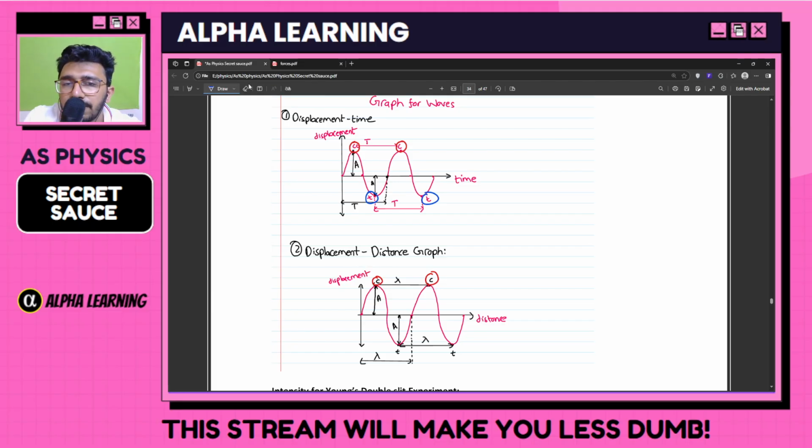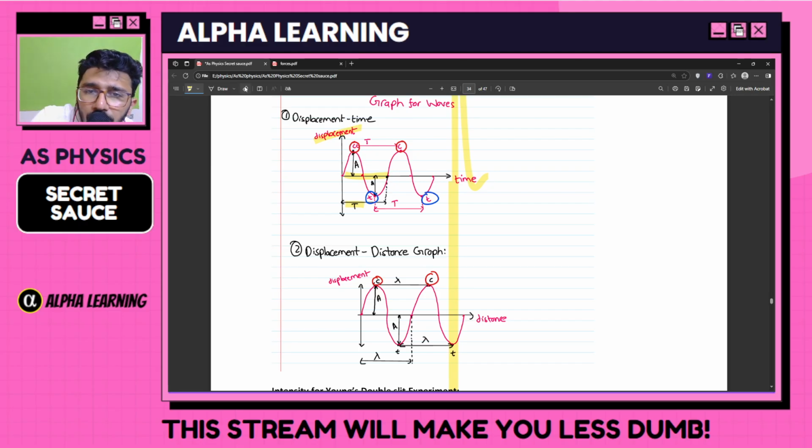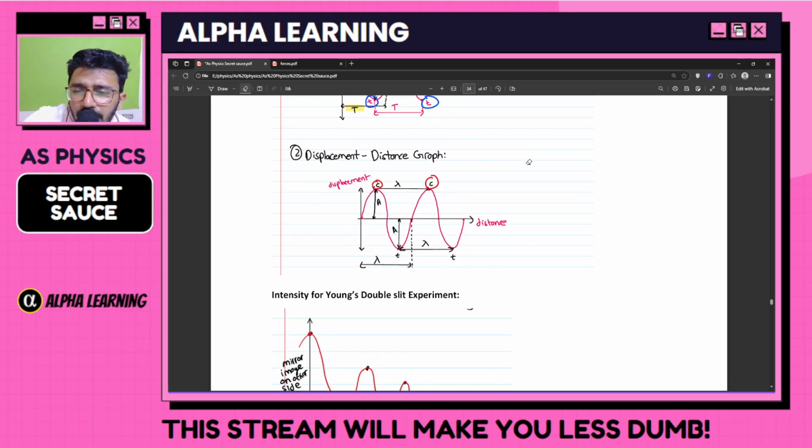And on the displacement time graph, the time taken to complete one wave is known as time period. On the displacement distance graph, the distance traveled by one wave is known as wavelength. So these are the two things that you need to know.